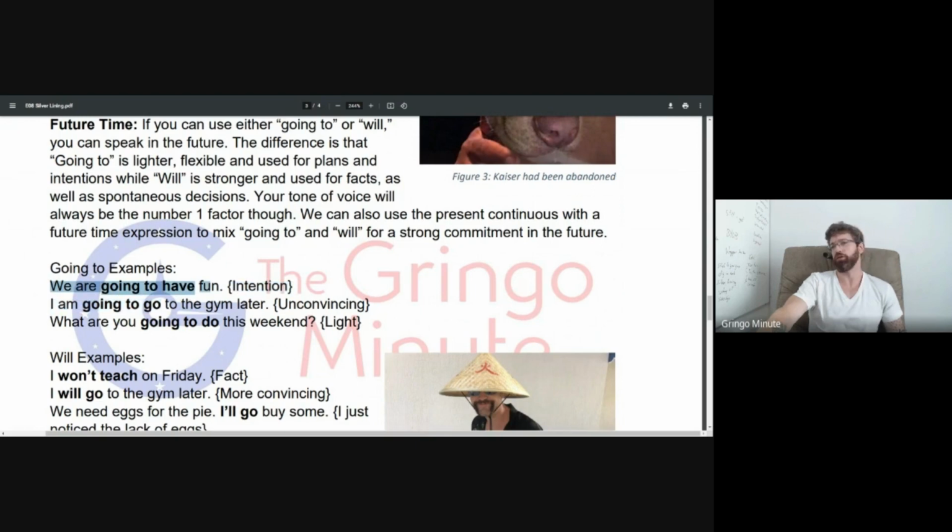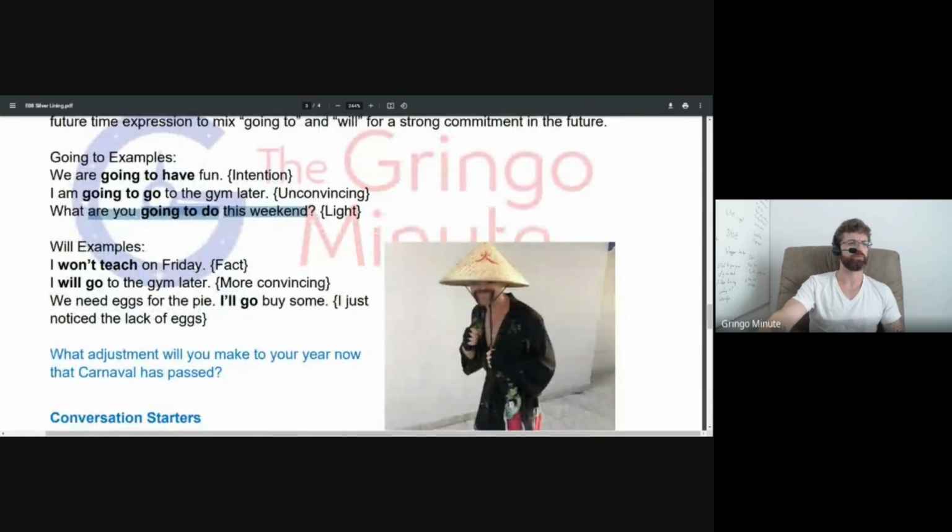We're going to have fun, hopefully. Oh, I am going to go to the gym later. I don't know. What are you going to do? Going to go does exist. That is the going to form. If you say, I'm going to the Bahamas, it's actually the present continuous, not going to. But, what are you going to do this weekend? It's just conversation with your coworkers.